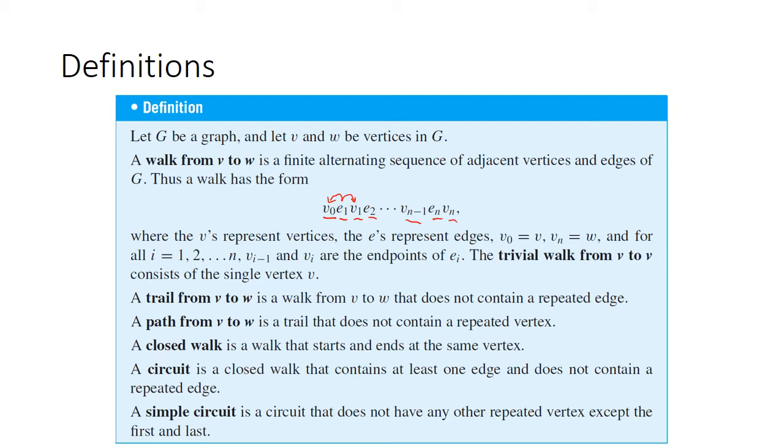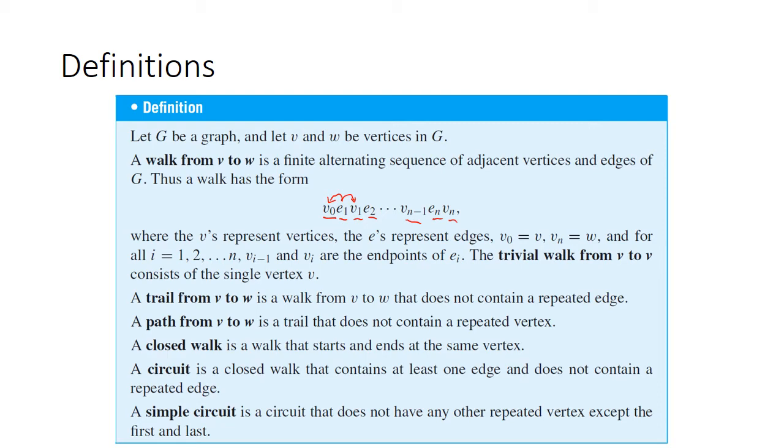Now, if you think about this for a minute, you'll realize that if you don't have any repeated vertices, then you also don't have any repeated edges. Because if you repeat an edge, then you must repeat both of the vertices on that edge. Okay, so a path has no repeated vertices and no repeated edges as well. A closed walk is a walk that starts and ends at the same vertex. A circuit is a closed walk that contains at least one edge and does not contain a repeated edge. It can repeat vertices, but not edges.